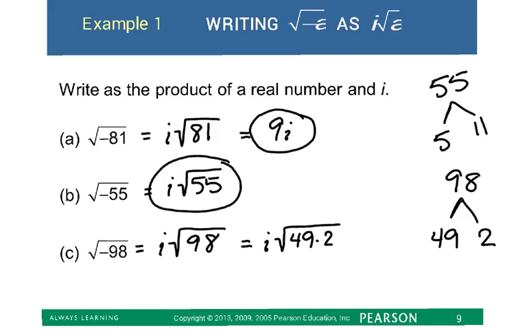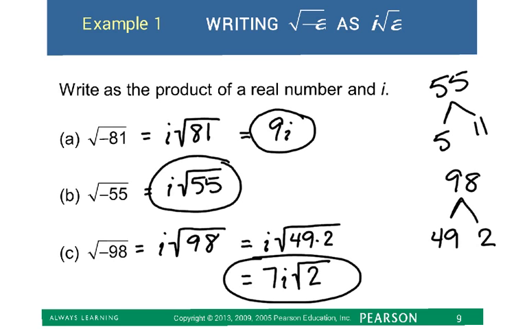that you have to take the square root of it. So the square root of 49 is 7. Bring it outside the radical, so we now have 7i times the square root of 2. And you cannot take the square root of 2 without it being a decimal number. So we're just going to leave it as is, like this. This is our solution. Okay, let's move on.